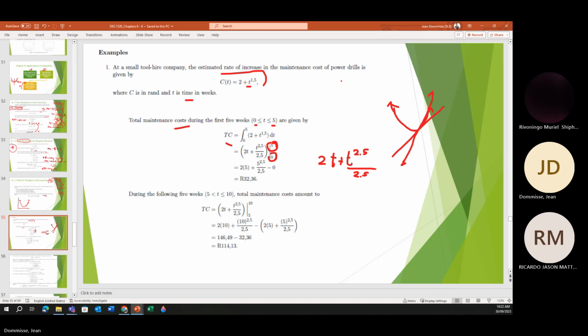So then we would need to put in 5 and 0. 0 will make it that 0 and that 0, so 0 will in the end cancel it out. But if I put in 5, it will be 2 times 5, that will be 5 to the power of 2.5 divided by 2.5. So when we work it out, we will get 32.36.